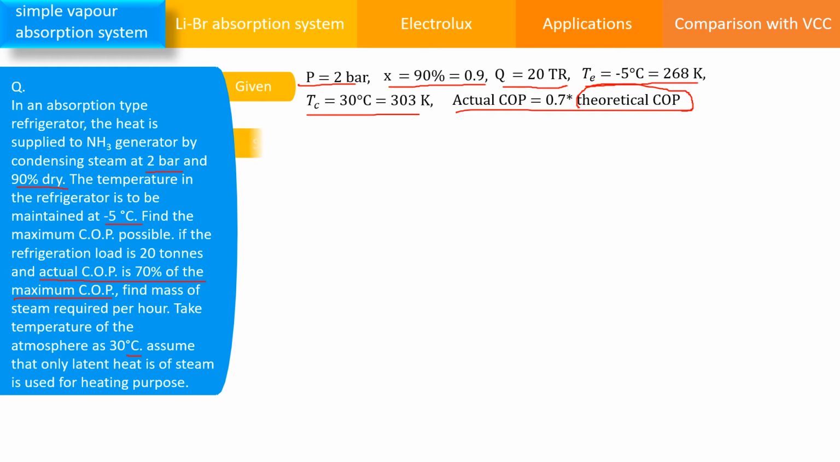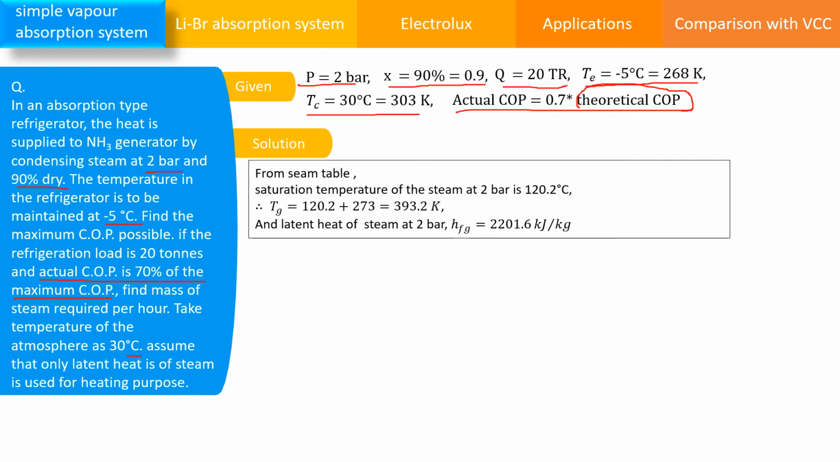So let us go through this step by step. First we will need to find the properties of steam at 2 bar, X is 0.9. The saturation temperature of steam at 2 bar is 120.2 degrees Celsius, which is 393.2 Kelvin. It is given that only the latent heat of the steam is used, so we will consider Tg, the generator temperature, equal to the saturation temperature. And the latent heat of steam at this point is this. We will need this for the heat input.